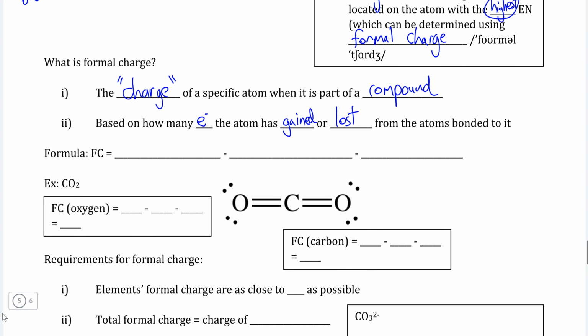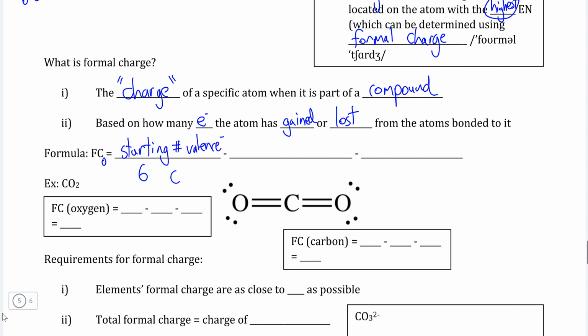And the way that we calculate formal charge is relatively simple. We start with the starting number of valence electrons, which in the case of oxygen is going to be 6. So let's do this with carbon dioxide as an easier molecule here. So here we're calculating the formal charge of oxygen here.